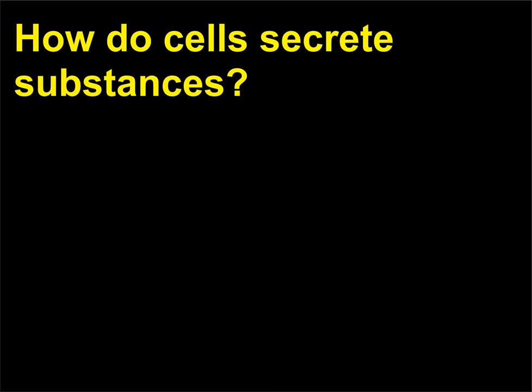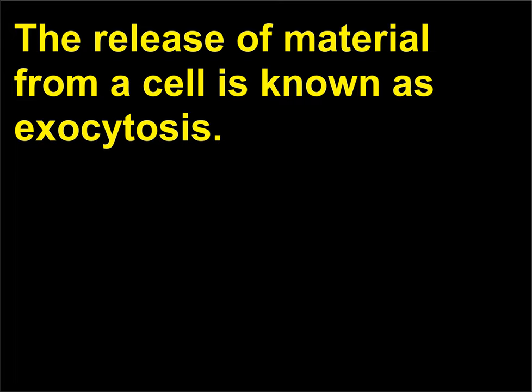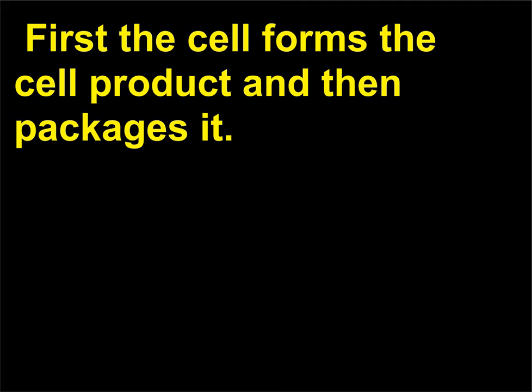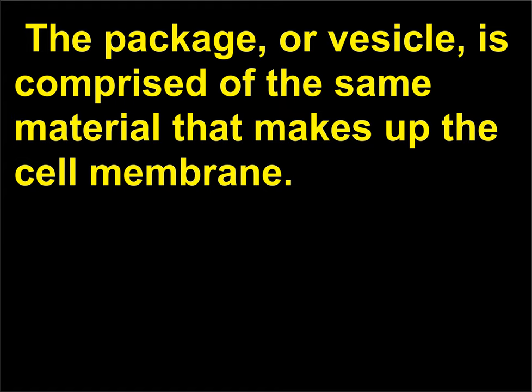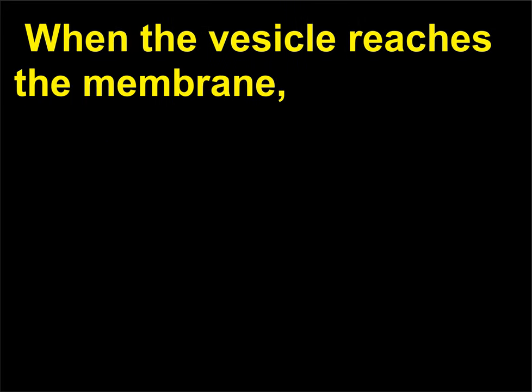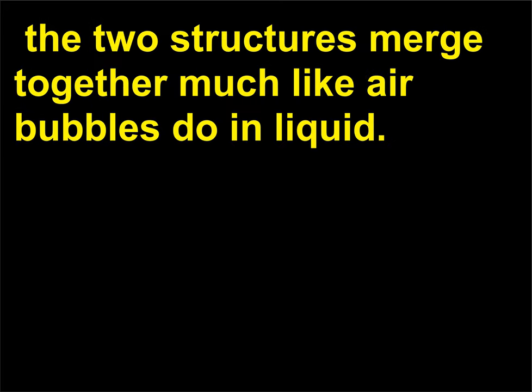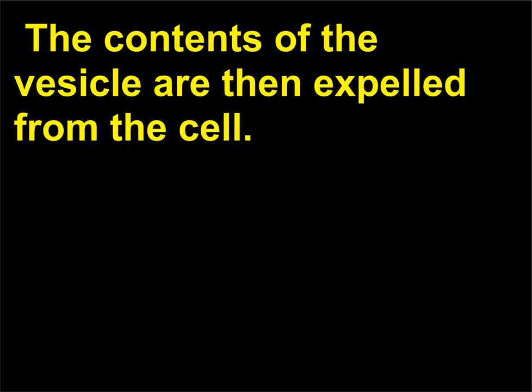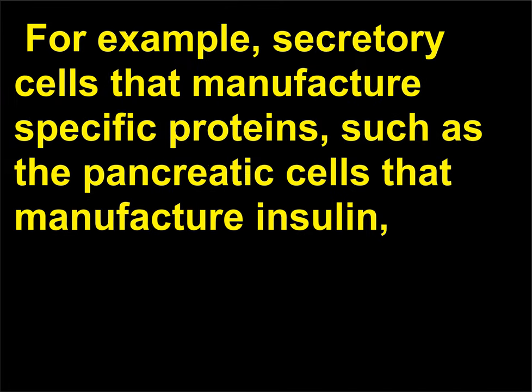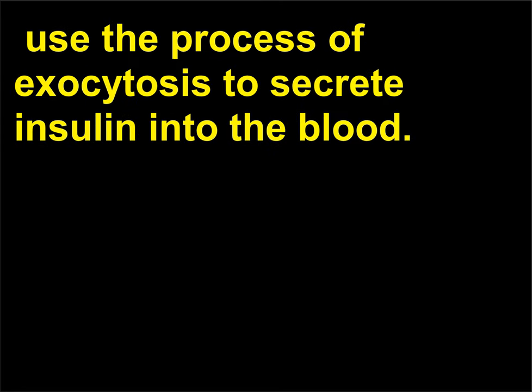How do cells secrete substances? The release of material from a cell is known as exocytosis. First, the cell forms the cell product and then packages it. The package, or vesicle, is comprised of the same material that makes up the cell membrane. When the vesicle reaches the membrane, the two structures merge together much like air bubbles do in liquid. The contents of the vesicle are then expelled from the cell. For example, secretory cells that manufacture specific proteins, such as the pancreatic cells that manufacture insulin, use the process of exocytosis to secrete insulin into the blood.